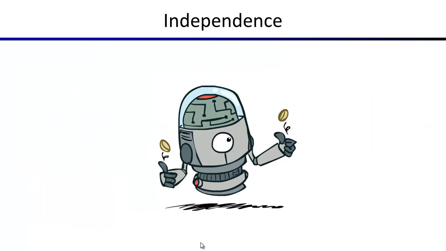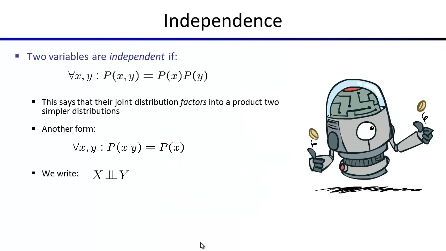The first property we're going to use a lot is independence. What's the idea here? Well, if you have a distribution over two variables, x and y, those variables x and y are considered independent if this property holds true. That is, for all values x and y can take on, the joint probability of x and y is equal to the probability of x times the probability of y.